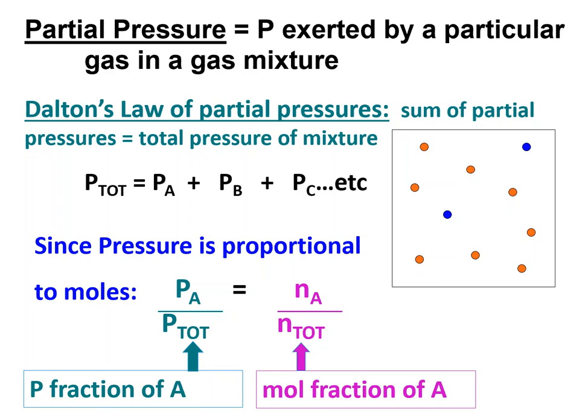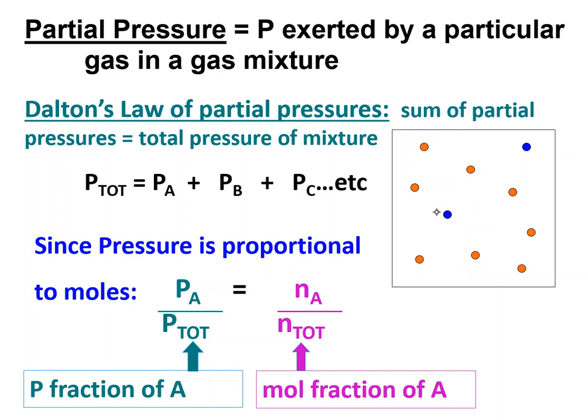Partial pressure is something that we talk about when you have a gas mixture. What we're doing is we're taking the total pressure of the mixture and breaking it into the part that's caused by each of the gases in the mixture. For example, if you look at my gas mixture here, it has a blue gas and an orange gas. Part of the pressure is due to the blue, and part of the pressure is due to the orange.